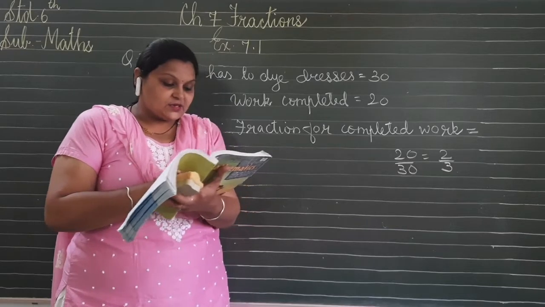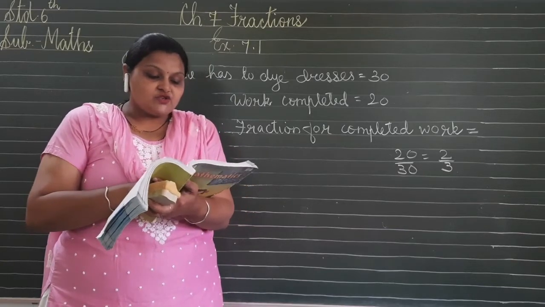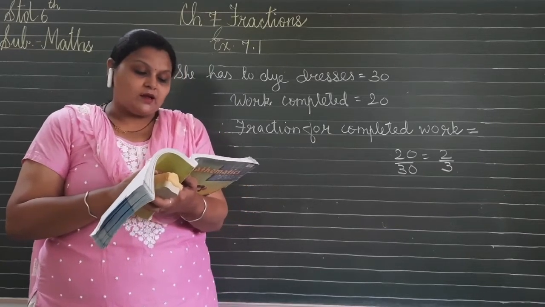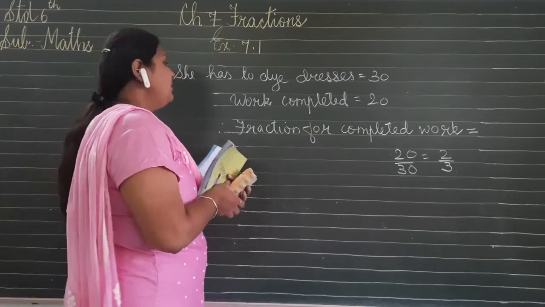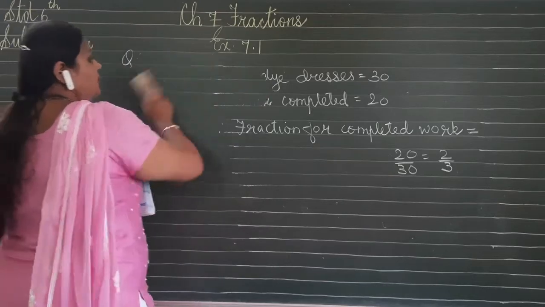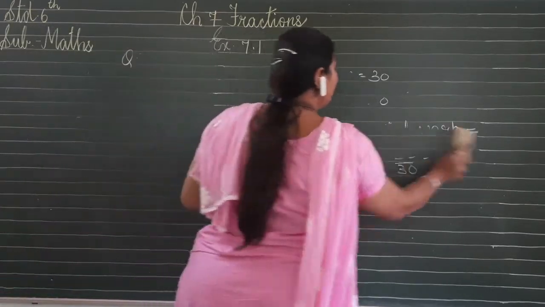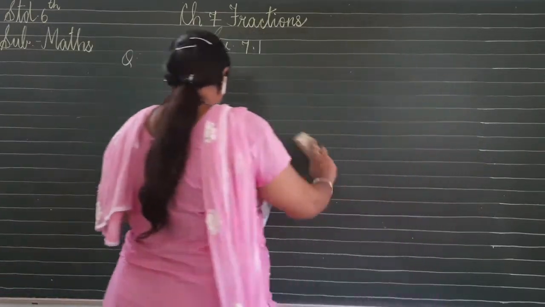Question number next 8. Write the natural numbers from 2 to 12. What fraction of them are prime numbers? So very first we are writing all the numbers from 2 to 12.